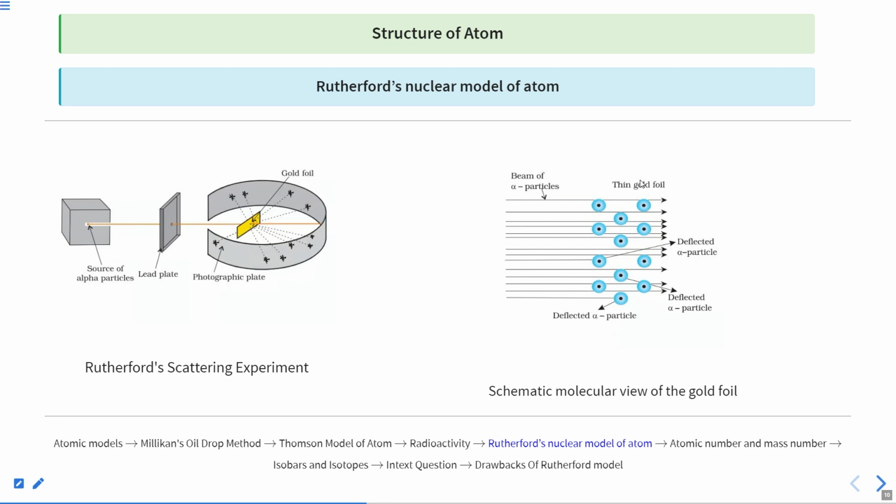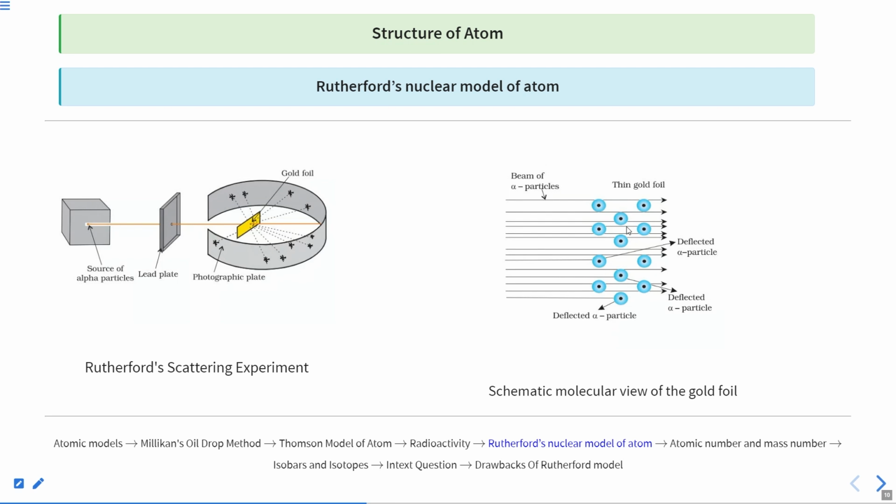So this is the schematic molecular view. That is showing how it is going. So it must be happening in this way, that most of the space inside this gold foil is vacuum, and that is the reason these alpha particles are going straight, or not interacting with anything. But those which are interacting are deflected, and some of them are deflected by 180 degrees. That case is very rare.